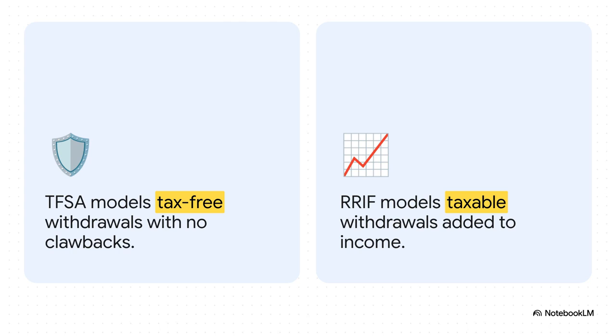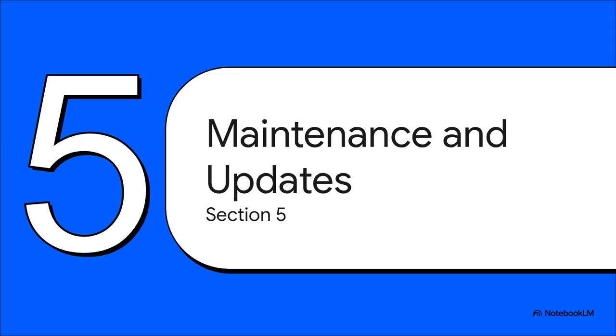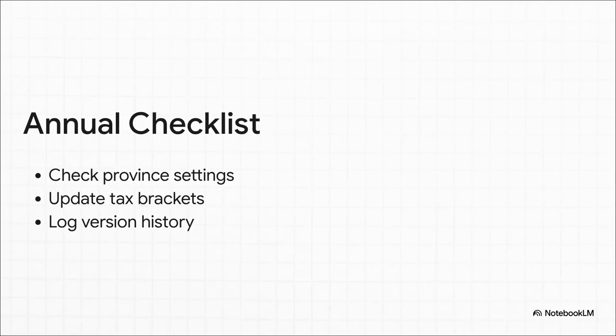By mapping these out side by side in the tool, you can strategize exactly how much to pull from that taxable RRIF right up to a specific tax bracket line, and then smoothly top up the rest of your spending goal with that sweet tax-free TFSA money. That brings us to Section 5, annual maintenance and updates. A plan is really only as good as its data. So here's your required annual checklist.